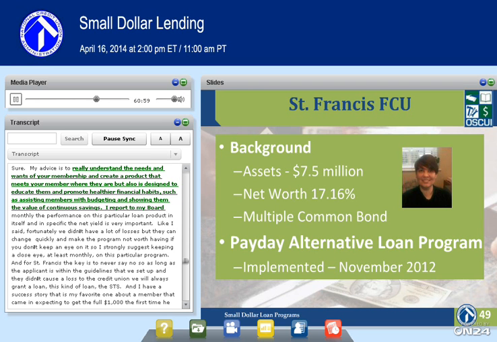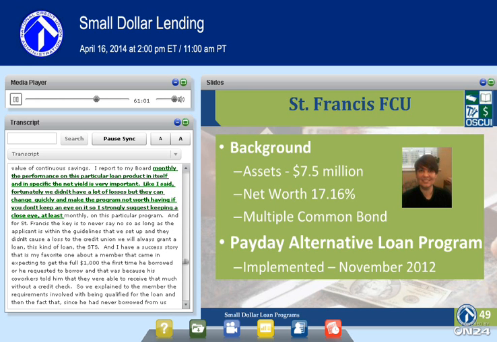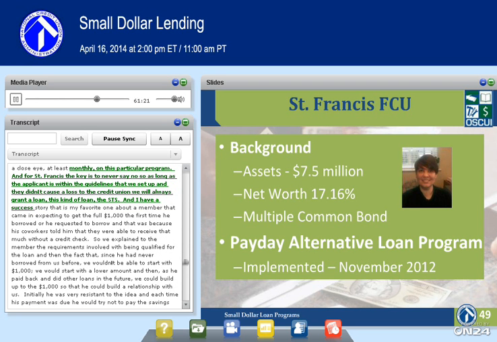I report to my board monthly the performance on this particular loan product, and in specific, the net yield is very important. Like I say, fortunately, we didn't have a lot of losses, but they can adapt quickly and make the program not worth having if you don't keep an eye on it. So I strongly suggest keeping a close eye, at least monthly, on this particular program.